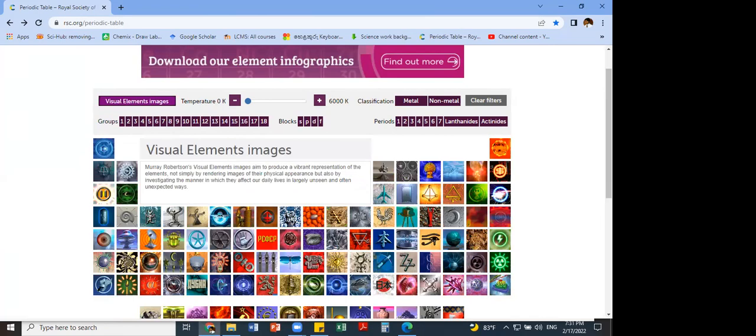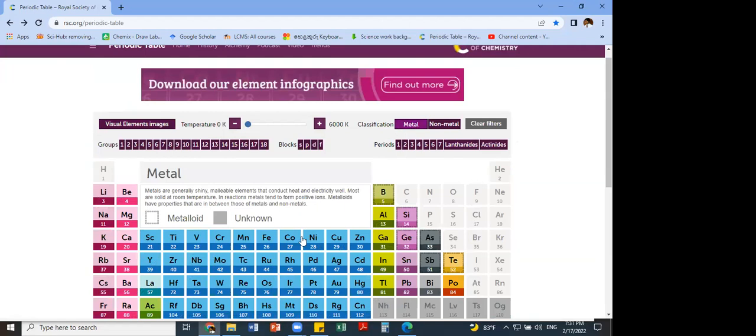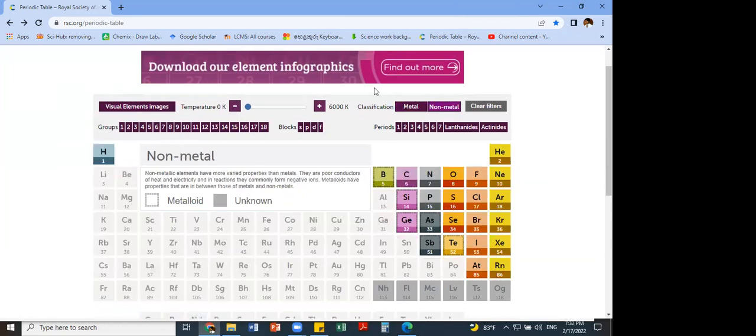Or else you can get metals and non-metals separately. If you click on metals, you can see only metals highlighted in this periodic table. It's very interactive. If you click non-metals, only non-metals will be highlighted here. Can you all see the screen now?